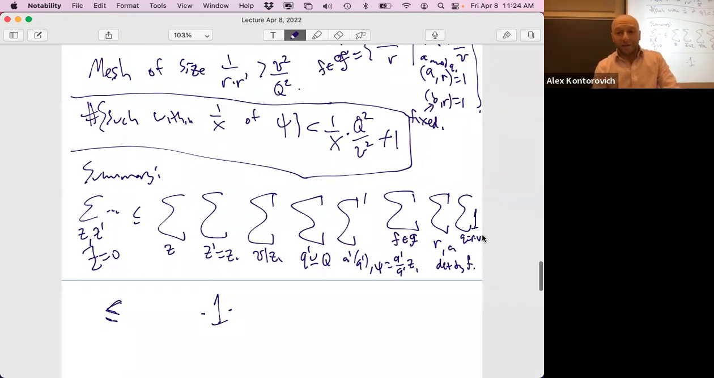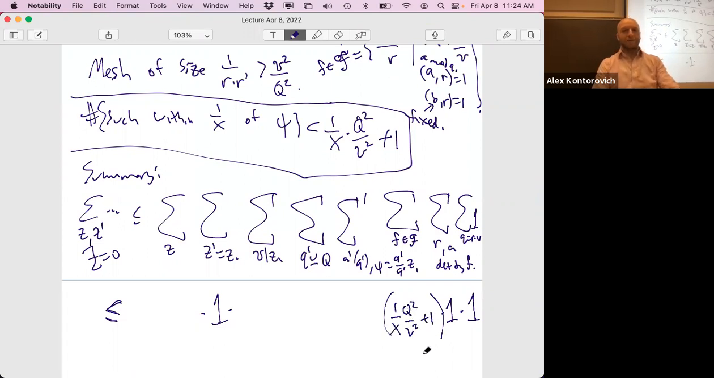Okay. So what do we have here? There's exactly one contribution here, as Lena just said. The R and the A are determined by F. So there's one contribution here. How many elements are there here? 1 over x, q squared over v squared.